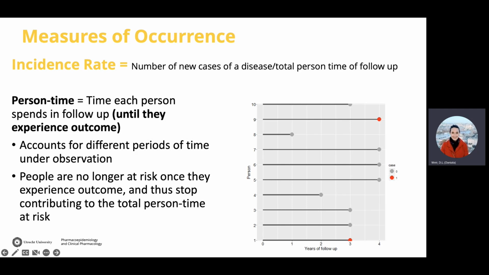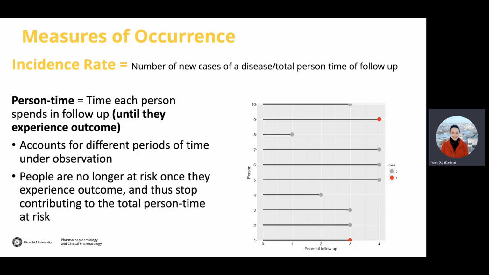Another measure of occurrence is the incidence rate. So the incidence rate is calculated as the number of new cases of a disease over the total person time of follow-up. So person time is essentially just the time that each person spends in follow-up until they experience the outcome of interest or until they're lost to follow-up.